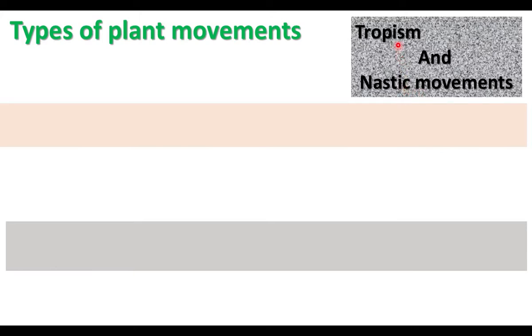The stem of the plant grows towards light. The root system grows towards water and gravity. In these movements, growth takes place and the movement is towards the stimulus. The movement is towards light and towards water. This type of movement is called tropic movement, or tropism.